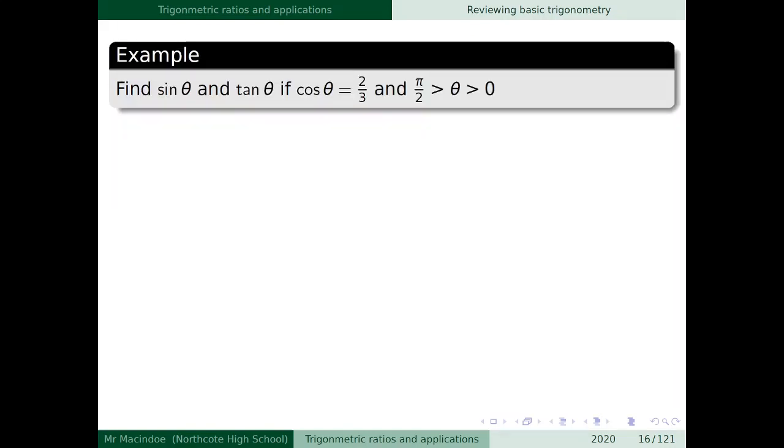All right, we're trying to find sine theta and tan theta if cos theta is 2/3, and we're told we're going between pi on 2 and, so it says here pi on 2 is greater than theta is greater than 0. So that again is quadrant 1.